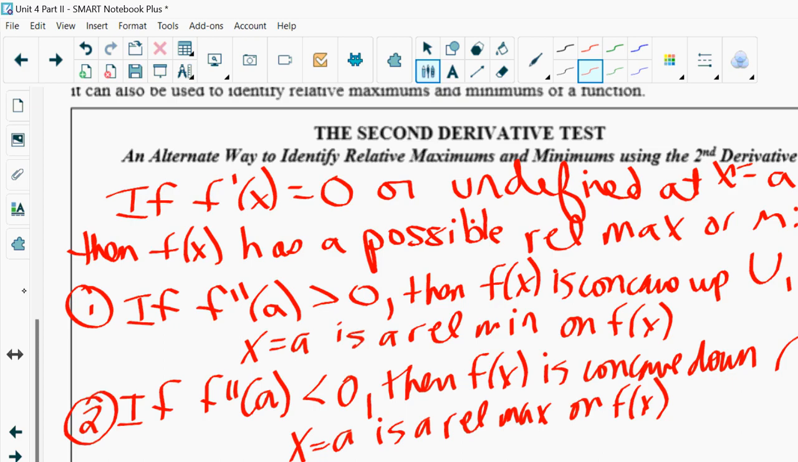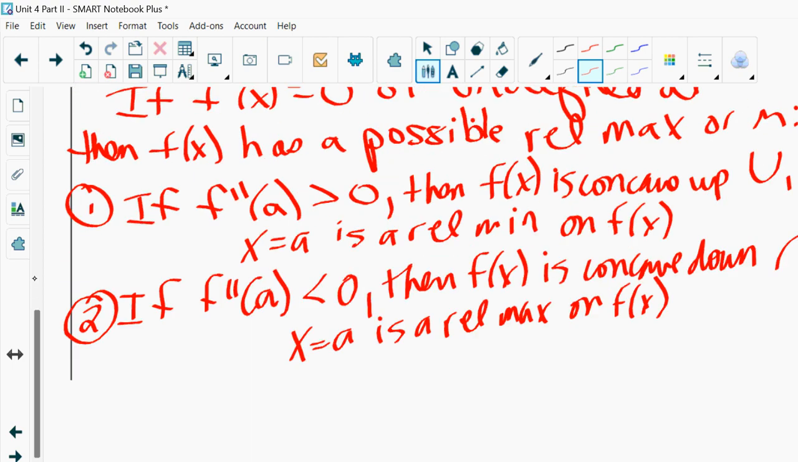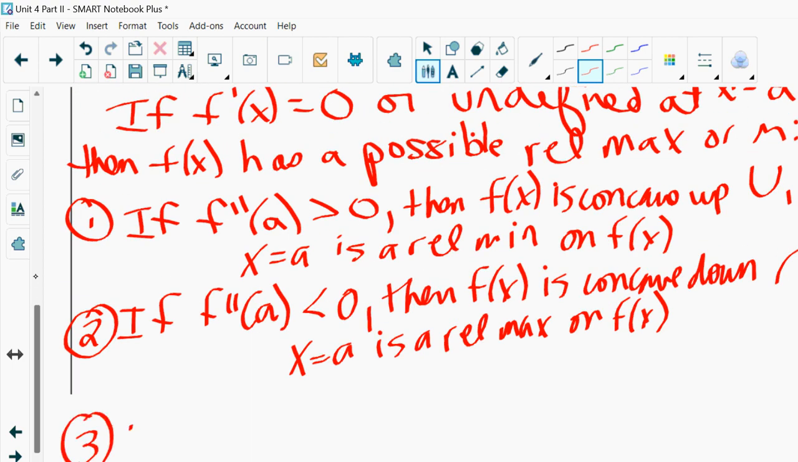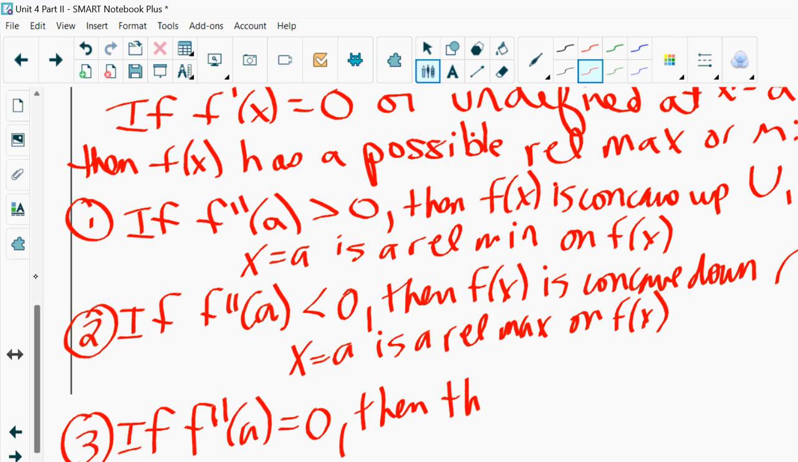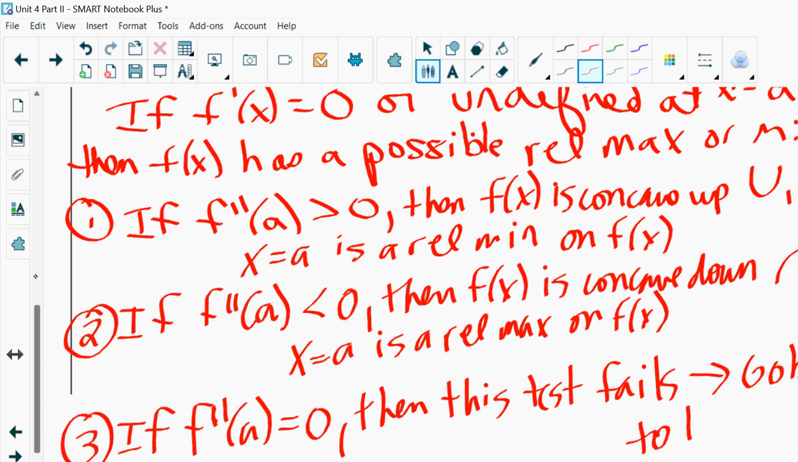What's the third option that could happen? It could be greater than 0. It could be less than 0. This is why I'm not a fan of this rule, okay? Because the third option is, if we plug that point in and we get that it's equal to 0, then this test fails. What? And you need to go back to the first derivative test. Are you serious? I'm serious.